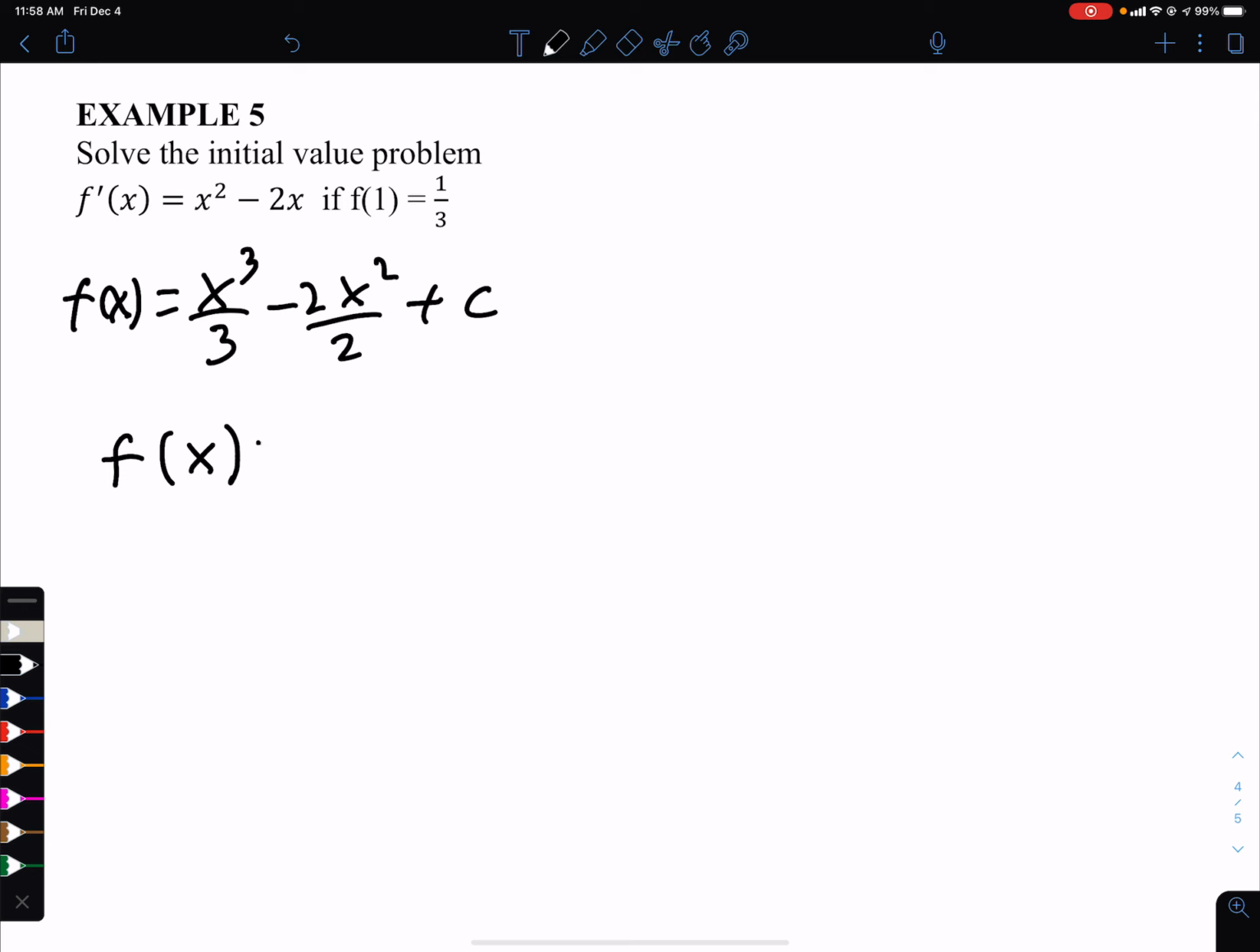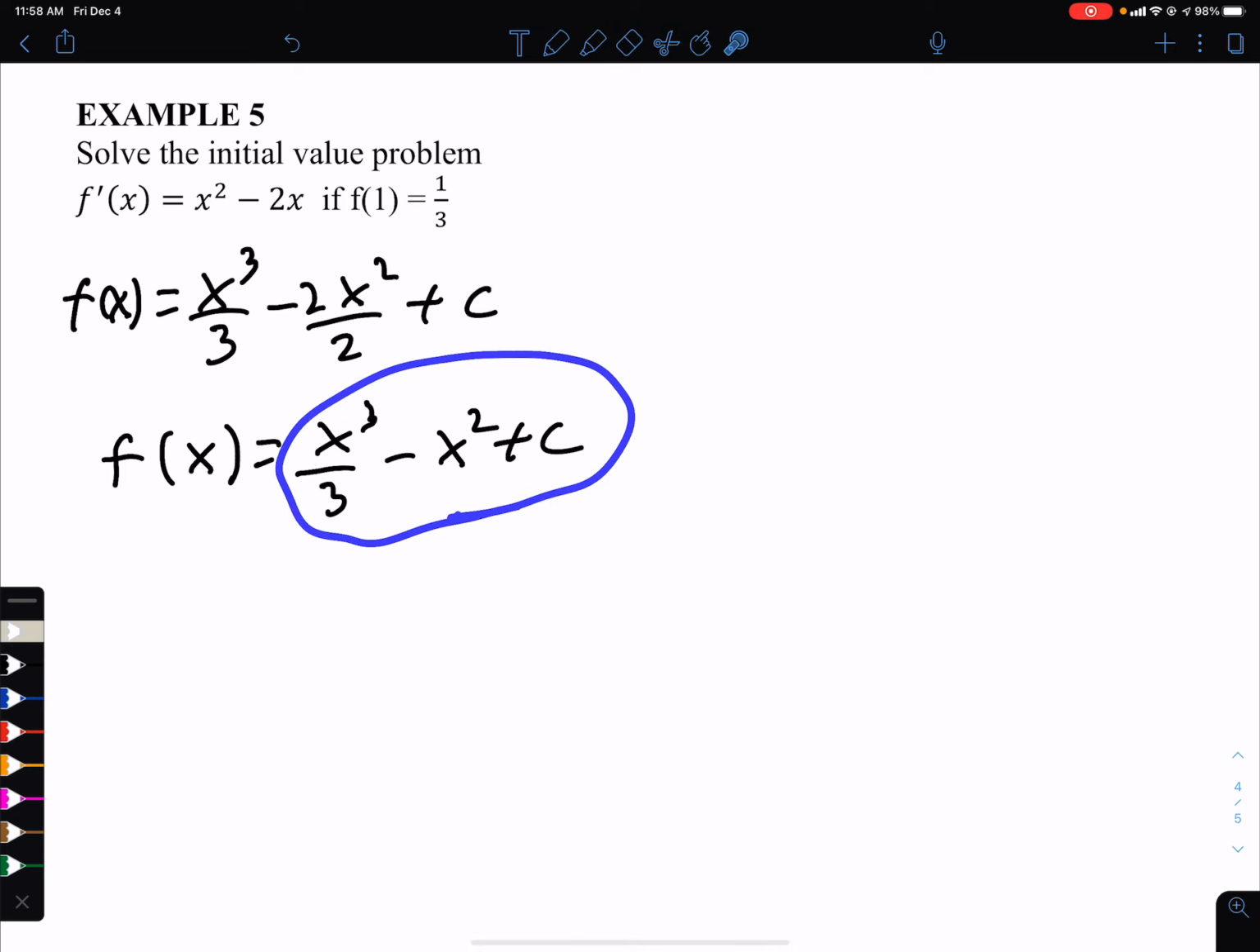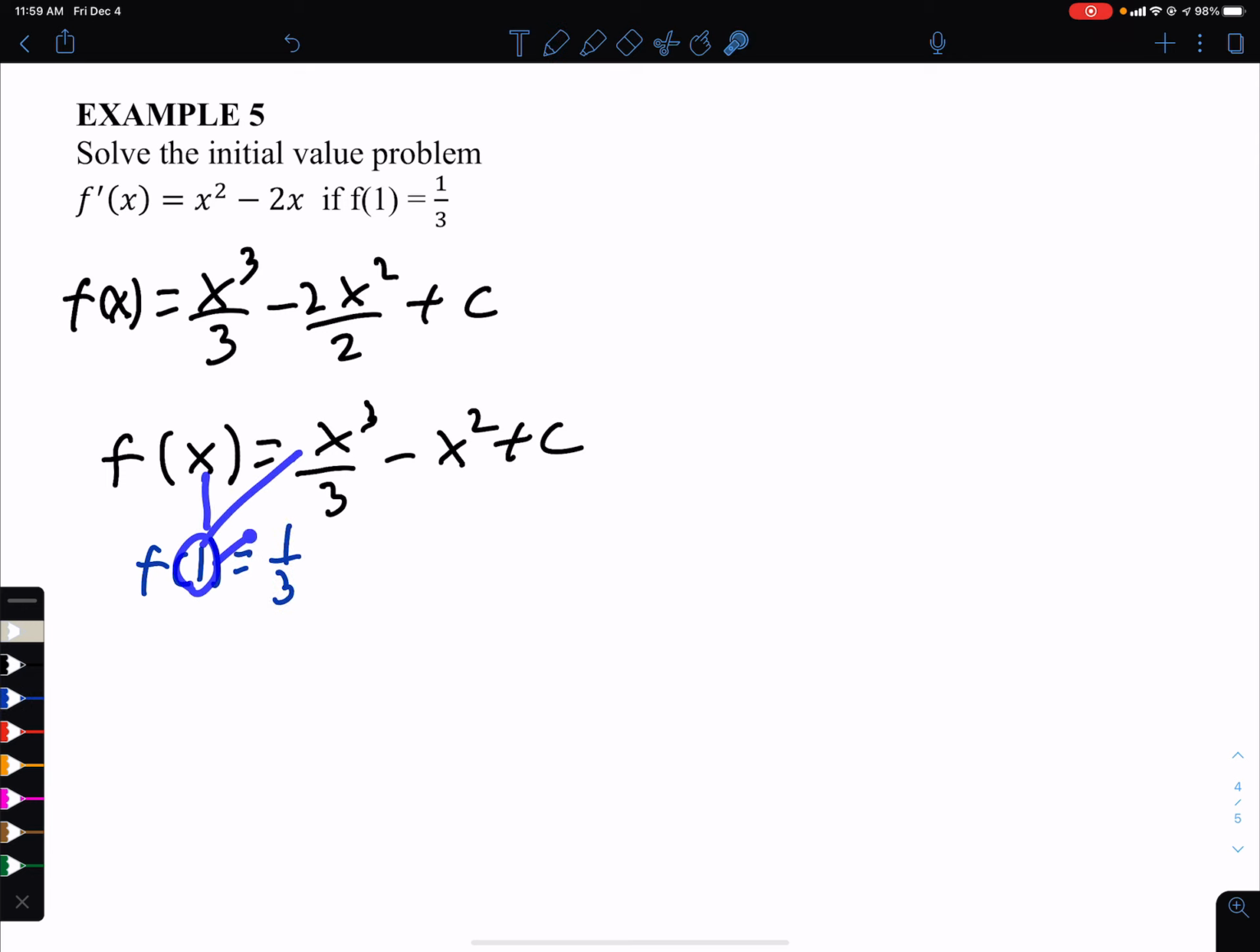So here's our problem. We have this function, but we don't know c. But if you have what's called an initial value problem, they give you an initial value, and from that, you can solve for c. So you can find a particular solution. This is called a general solution because c could be anything, and you have multiple solutions. If you want a specific solution, you can solve for c. So they tell us, I'll do it in blue, f of 1 equals 1/3. What does that say? If I plug 1 in for x, this will equal 1/3. So that's what I'm going to do.